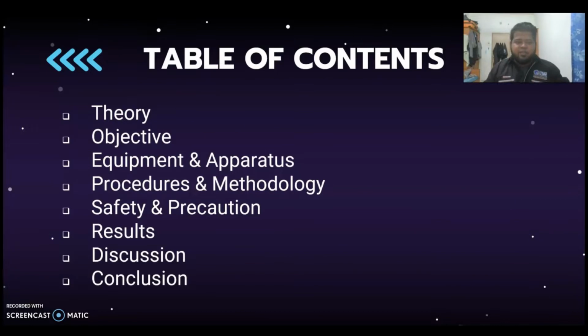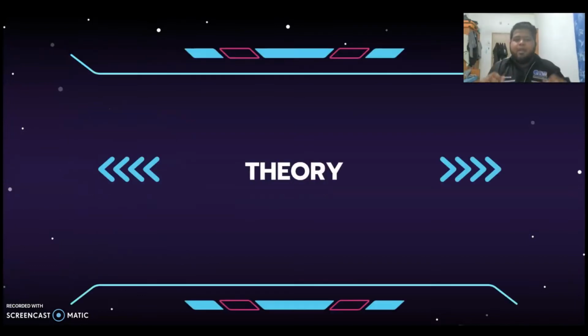Okay, before going any further, let me take you around our table of contents. Our lab consists of theory, objective, equipment and apparatus, procedures and methodology, safety and precaution, results, discussion, and also conclusion. Okay, now let us look at the theory.